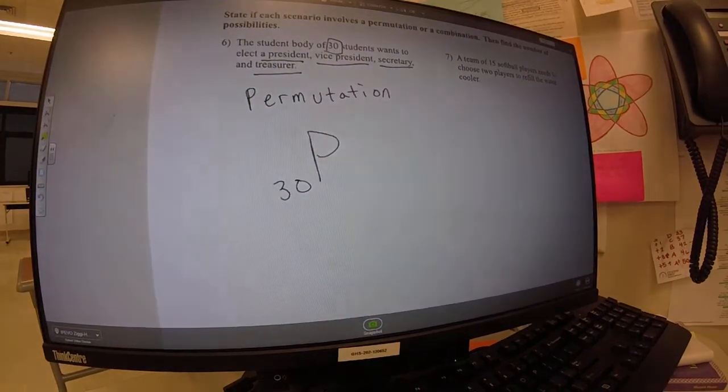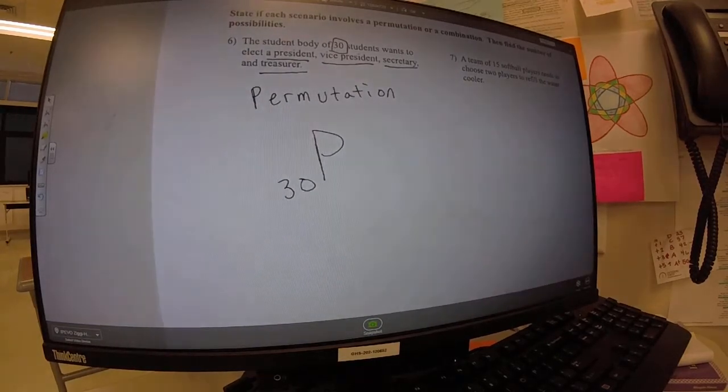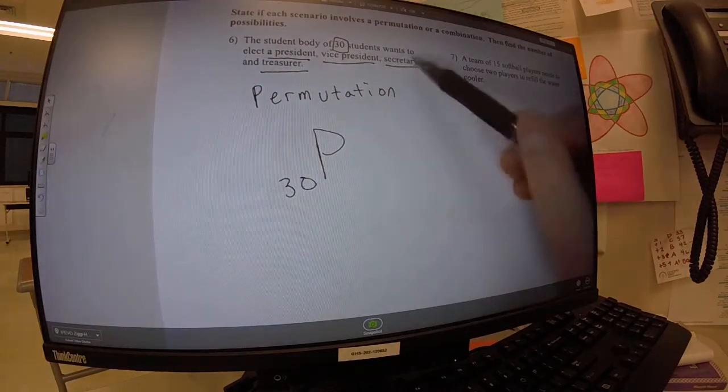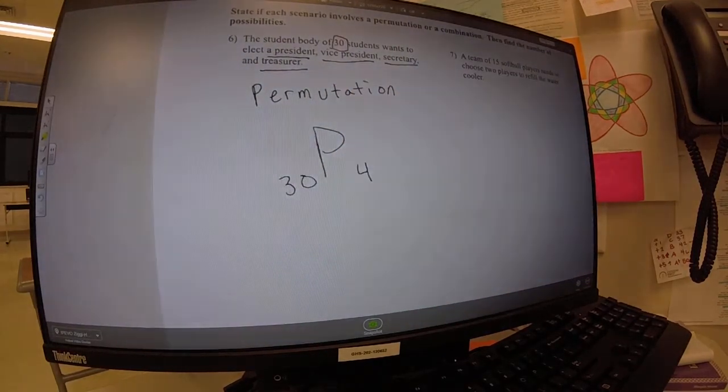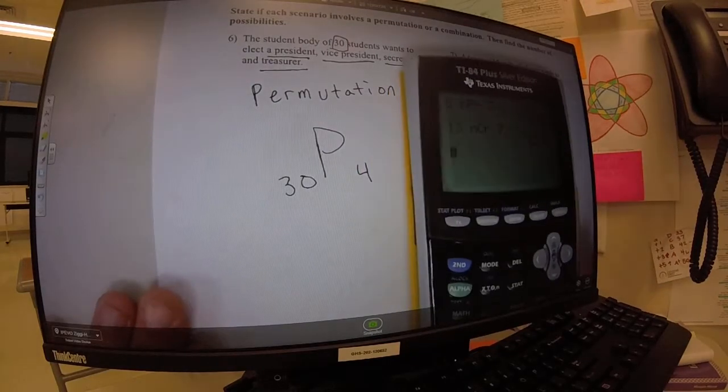Okay, now the tricky part is figuring out how many positions are actually being elected, because that's the number that we put on the right side of the P. Okay, we've got a president, a vice president, a secretary, and a treasurer. Therefore, we have 4 positions that we care about. All right. Once we've got that, we can go ahead and dive back into our calculators.